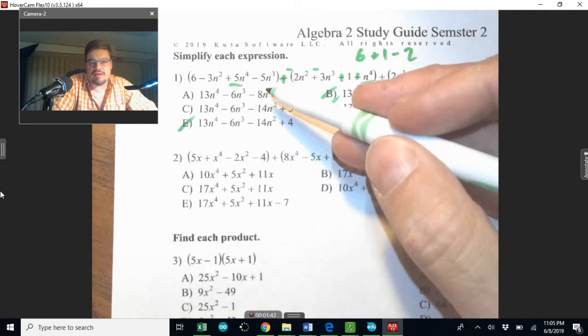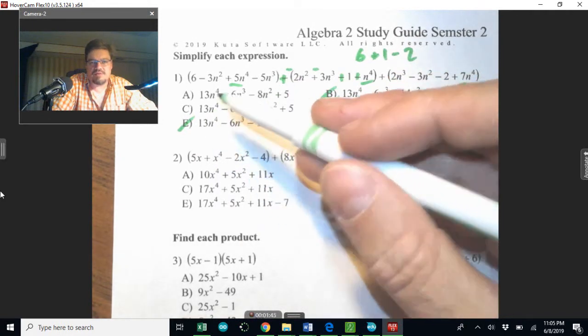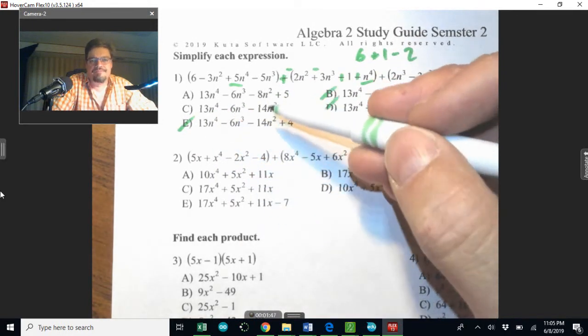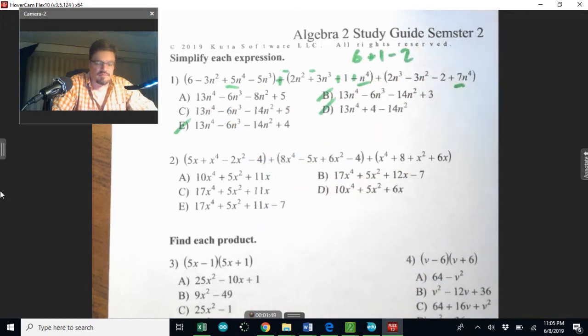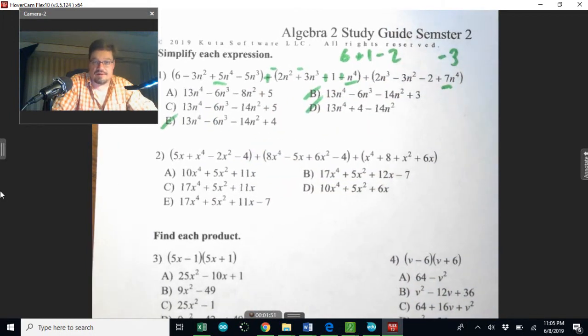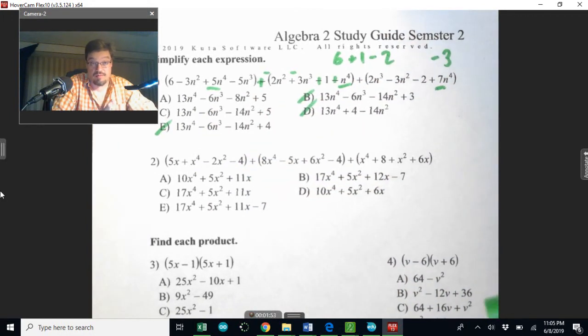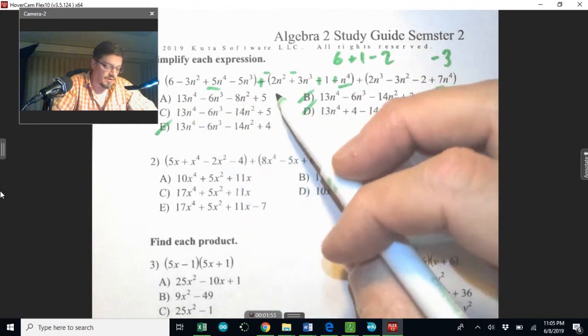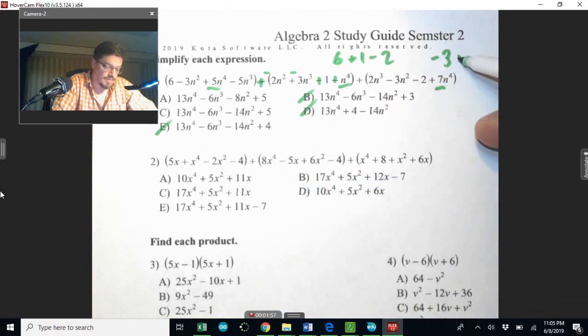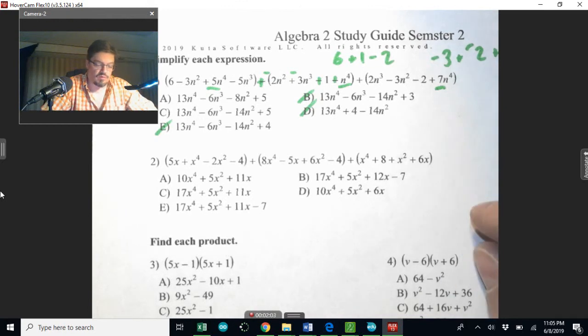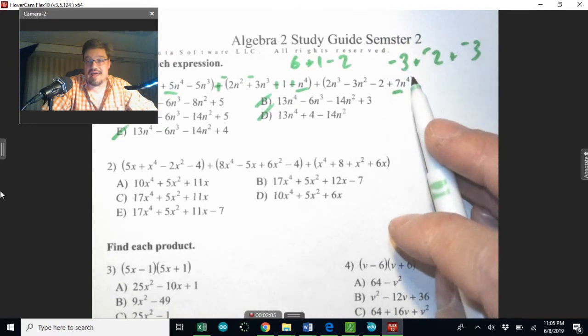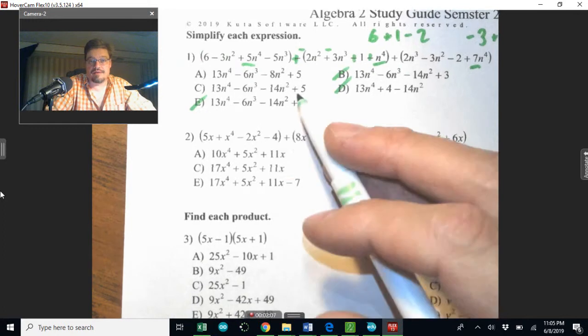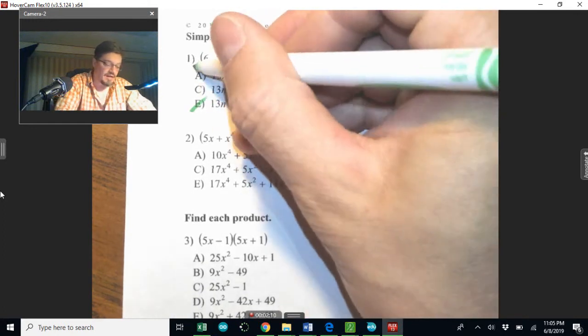The next one I'm looking at is n squared, because these two are identical, so why bother with that? So I'm going to look at n squared, negative 3. Now this is an n squared, but I only care about the coefficients. So n squared plus a negative 2, and then n squared is plus a negative 3. So that totals up to negative 8. So that's negative 8, and of the two remaining, A has got to be the one.